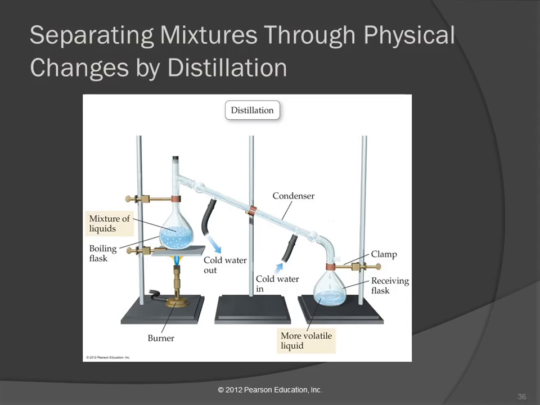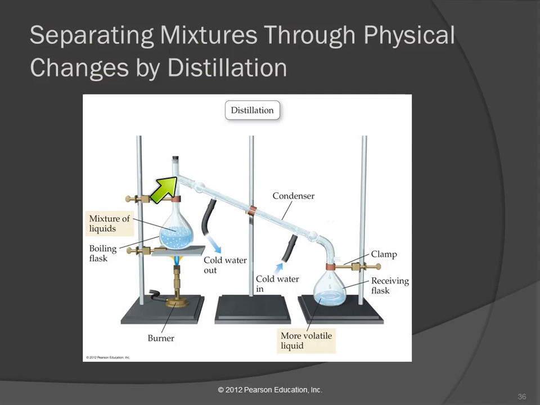We can use physical changes to separate mixtures. This is an example of distillation. Distillation separates liquids based on differences in boiling points. So here we've got a mixture of liquids, and we heat it up, and the substance with the lower boiling point will boil first and go into the gas state. Now, we're not going to just let it escape into the atmosphere because we want to keep it.